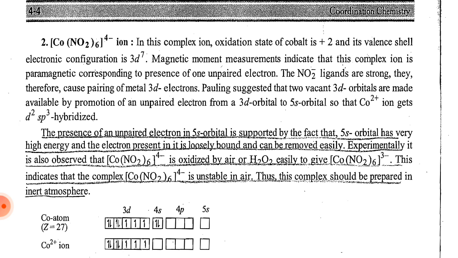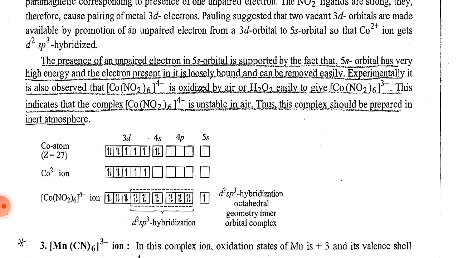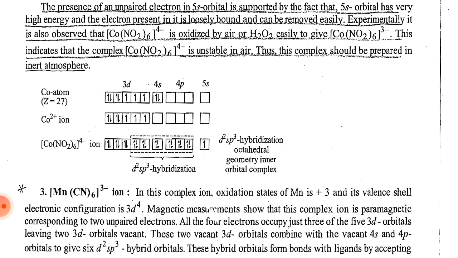The presence of an unpaired electron in the 5s orbital is supported by the fact that the 5s orbital has very high energy and the electron present in it is loosely bound and can be removed easily. Experimentally, it is also observed that Co(NO2)6 4 minus is oxidized by air or H2O2 easily to give Co(NO2)6 3 minus. This indicates that complex Co(NO2)6 4 minus is unstable in air. Thus, this complex should be prepared in an inert atmosphere.